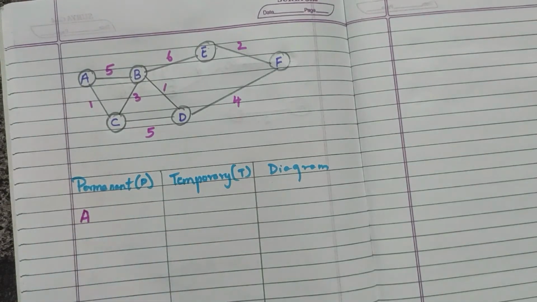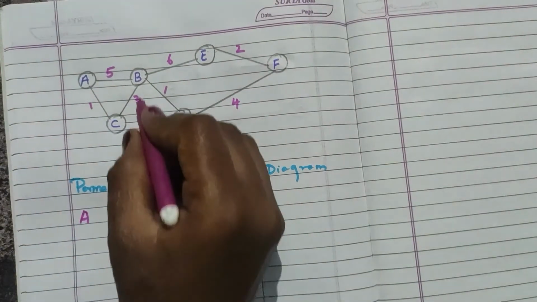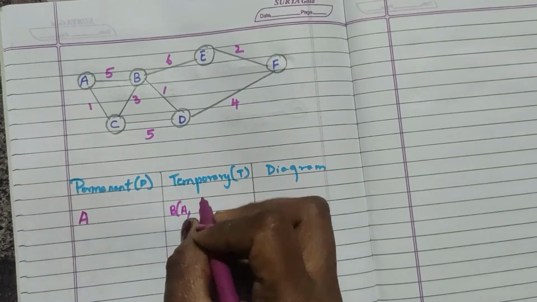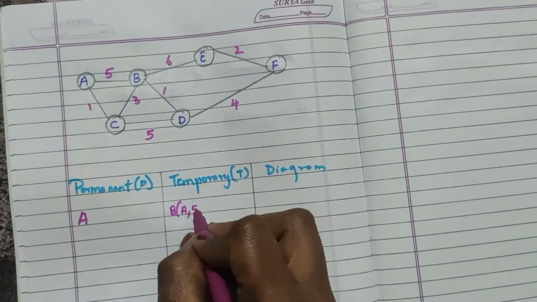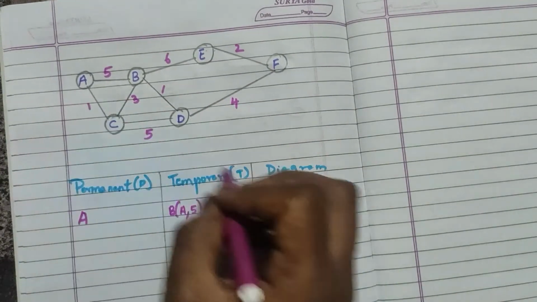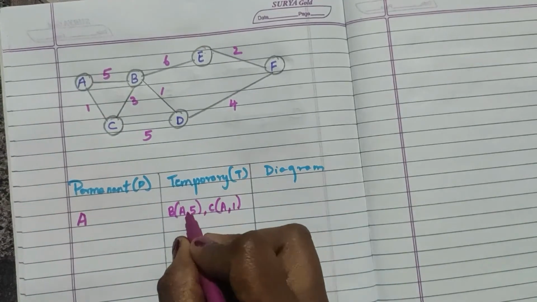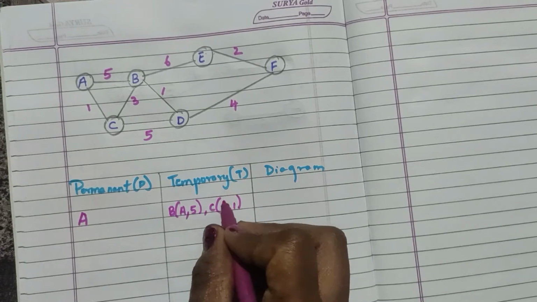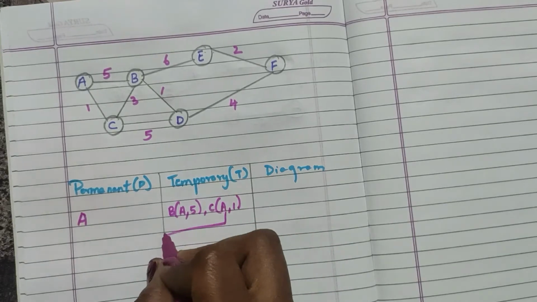Now A's neighboring nodes are B and C. Node B to go to A has cost 5. Node C to A has cost 1. Now you have to find which has the least cost. The least cost is with node C, so add this in the permanent table.